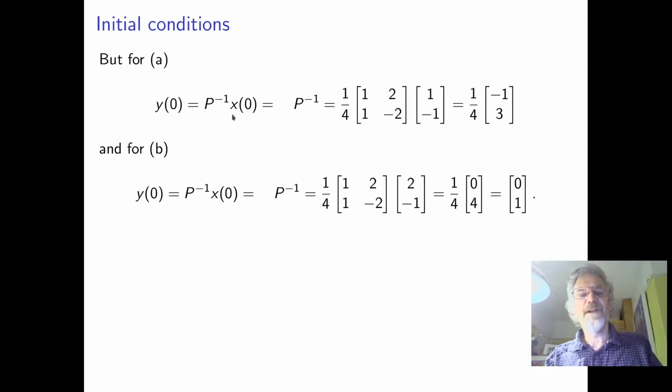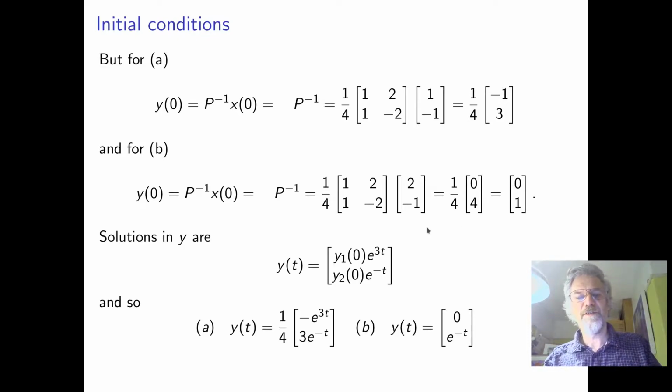So for the first case, we put in x0. x0 is 1, minus 1. And so we multiply that x0 by P inverse, we get this. And if we multiply the other x0 in case B by P inverse, we get 0, 1. And you notice in this case that it's only the second one which is decaying.